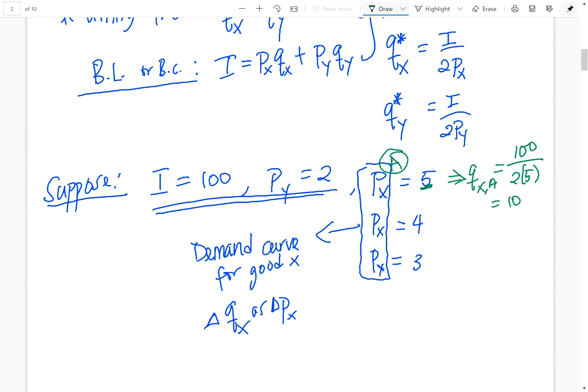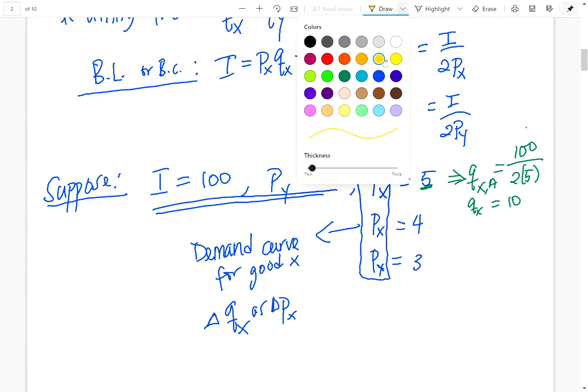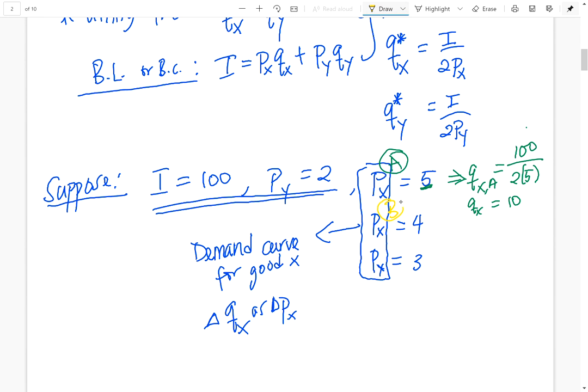Point A. At point A, Q of x is equal to 10. At point B, let's call this point B, we'll have that Q of x will be equal to 100. Remember, we're keeping income and price of good y fixed. So we have 100 divided by 2 times, and P of x in this case is 4.